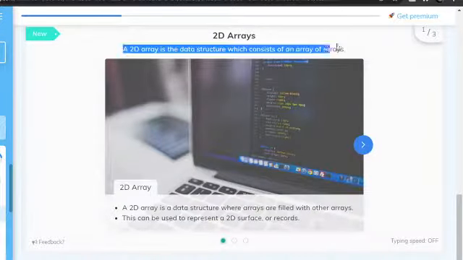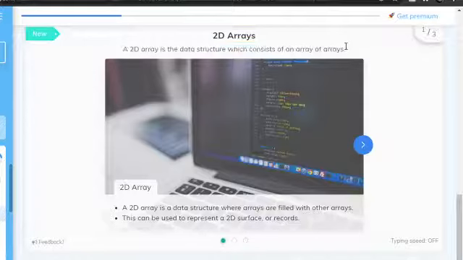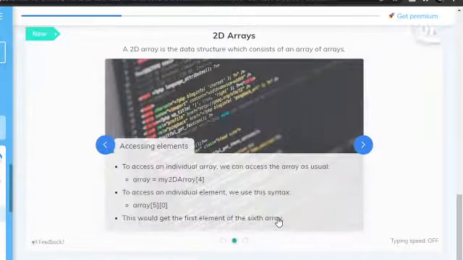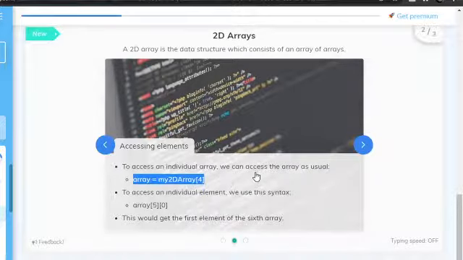A 2D array is a data structure which consists of an array of arrays. So a 2D array is a data structure where arrays are filled with other arrays. This can be used to represent 2D surfaces. To access an individual array, we can use the array as usual: my array equals my 2D array 4.